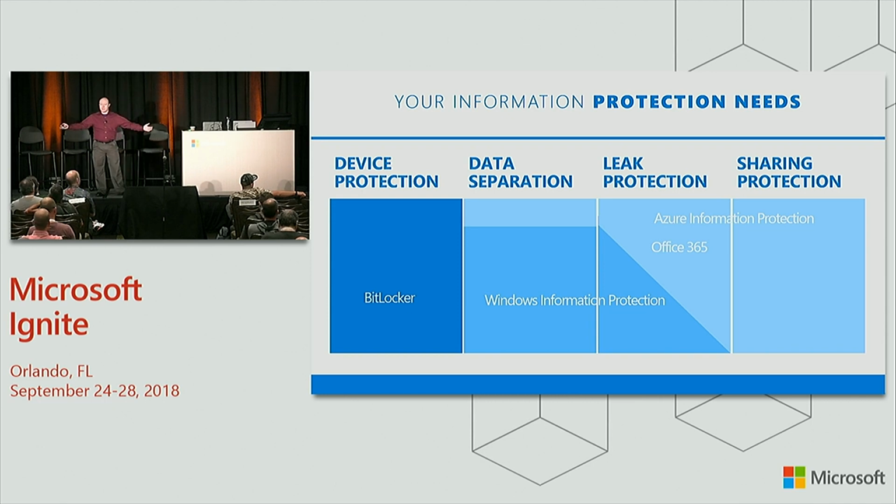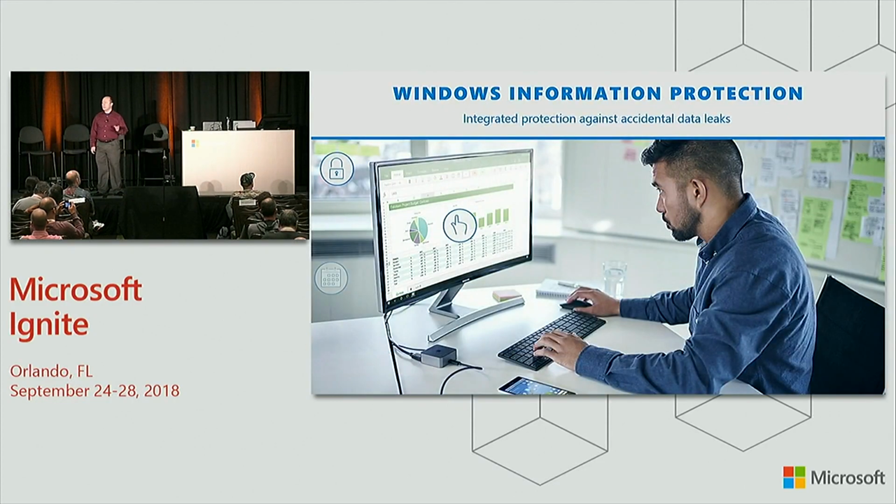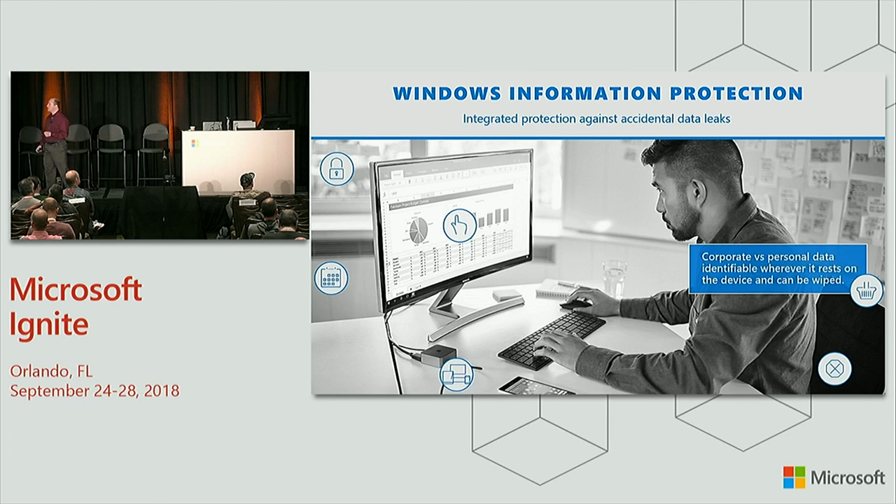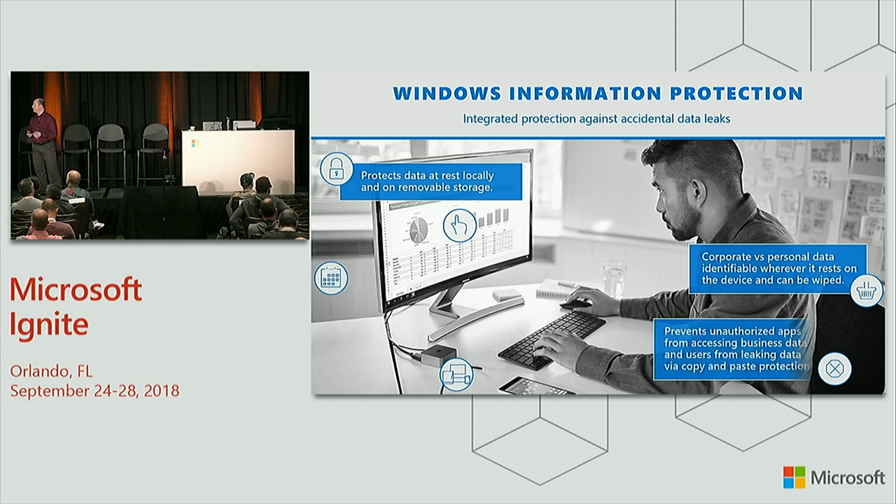But then that leaves most of the time, most of the data, people are just doing their job, not thinking carefully about security, and that is where Windows Information Protection fills a gap. So we can separate out work data from personal data. We do this with encryption, and we protect it at rest locally and on removable media.